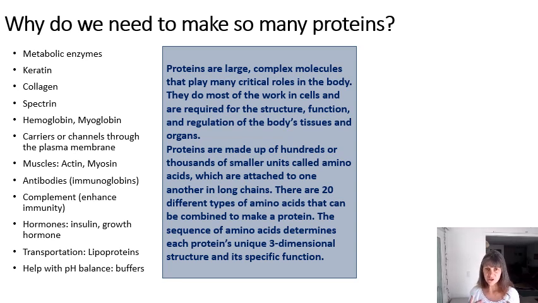Proteins are made up of hundreds or thousands of amino acids attached to one another in long chains. We call those polypeptide chains because the bonds that hold the amino acids together are peptide bonds. There are 20 different types of amino acids that the human body has that can be combined to make a protein. In an earlier slide, I showed you the 20 different amino acids.